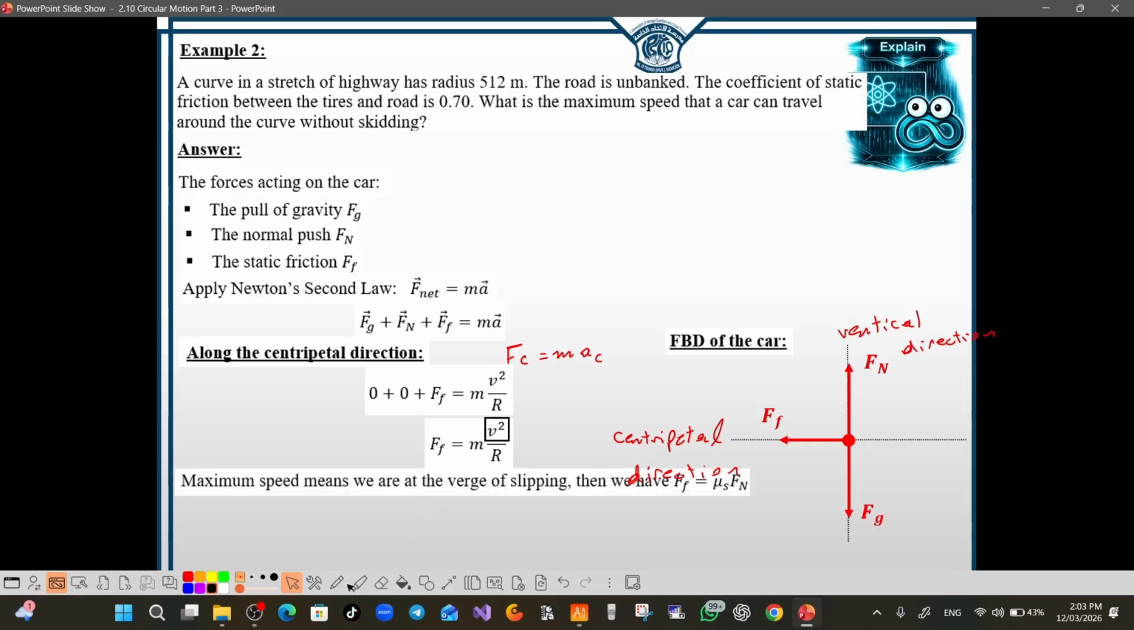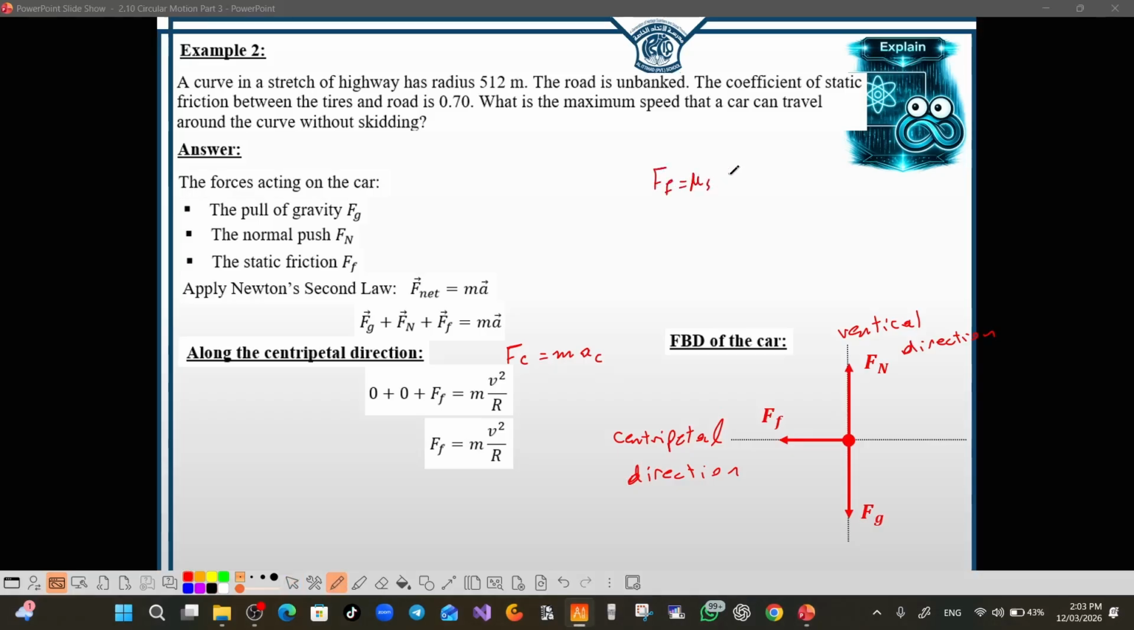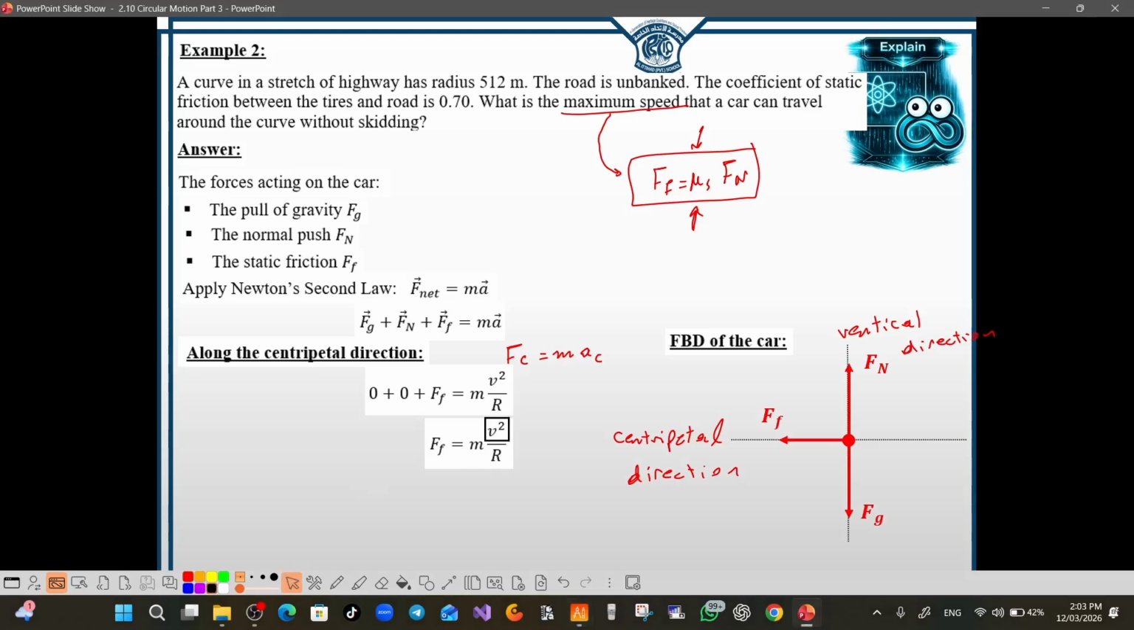And we know that the Ff itself can be written as mu s multiplied by Fn, but this equation cannot be used unless we are at the verge of the motion. But since we are looking for the maximum speed, we cannot exceed this limit, because after that the object will start to move outward, and this is something not preferable. So we need to keep the object appearing at rest along this axis, the centripetal direction. So approximately we are at the verge of the motion in the centripetal direction, which means we can use this equation in this particular situation.